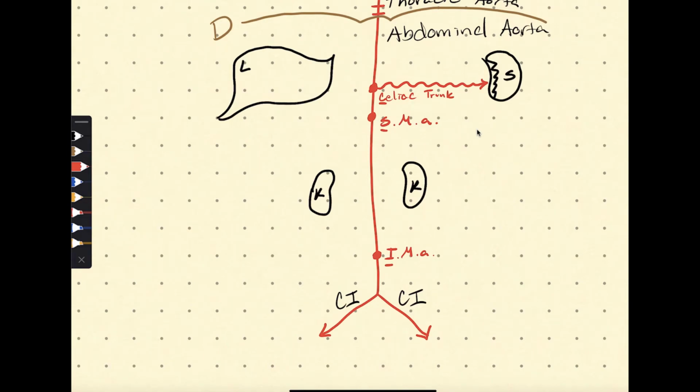Of course, we're going to call this branch of celiac the splenic artery to the spleen. Then there's a branch to the right, and prior to reaching the liver, it does indeed branch.